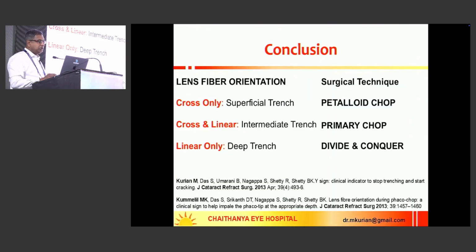So in conclusion, I would say, when you see cross striations only in the floor of the trench, that is a superficial trench, useful for brown cataracts where you would do a petaloid chop. If you see a slightly deeper trench, you will see both cross striations in the proximal subincisional area, and a little more towards the center, you will see linear fibers. This is an intermediate trench, useful for primary chop. Doesn't matter whether it is a vertical chop or a horizontal chop. If it's full linear striations, it's a deep trench. Do only divide and conquer there.